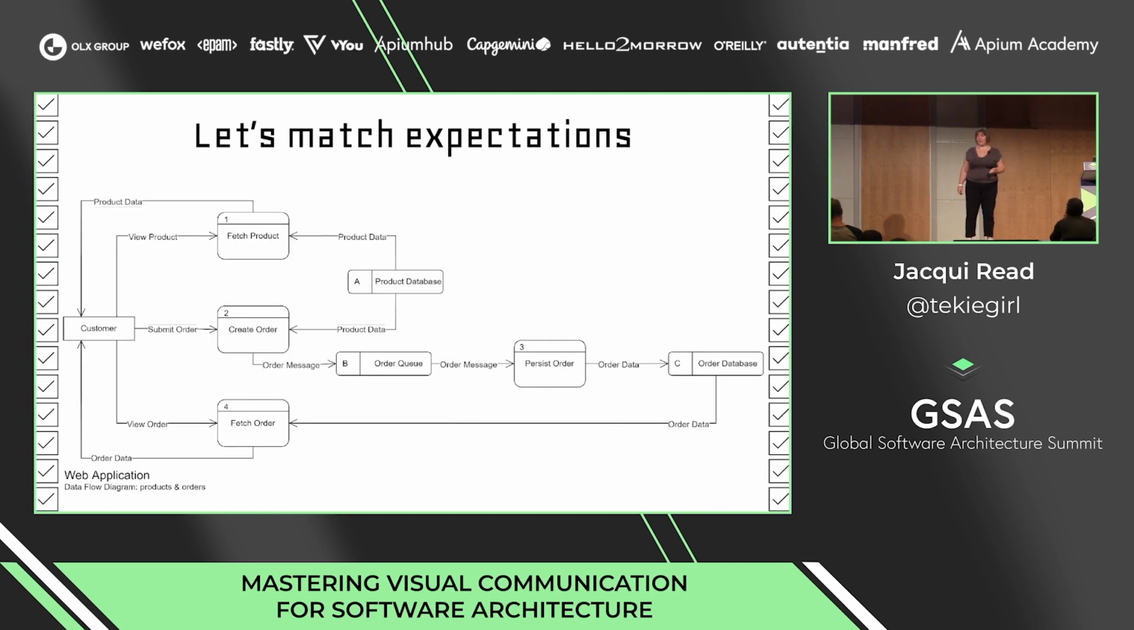So let's match expectations. Now the start of the diagram is on the left. We have things moving from the left to the right. In fact, we have data going into the system going left to right. We have data coming out of the system going from right to left. This is an accepted expectation. People just know that this happens.